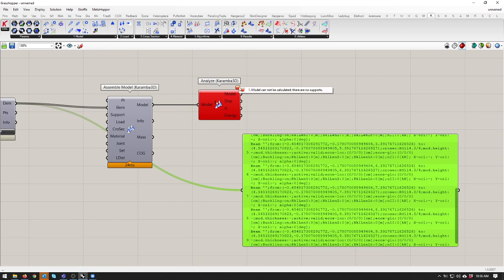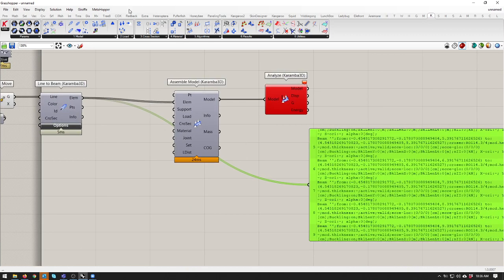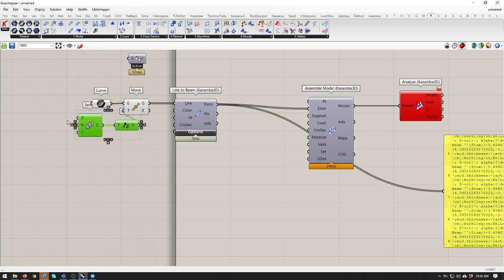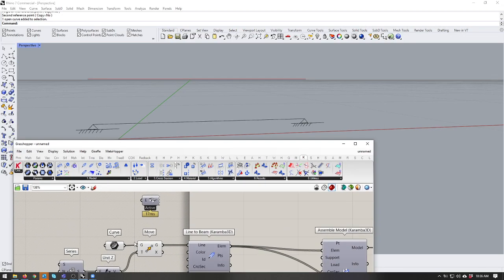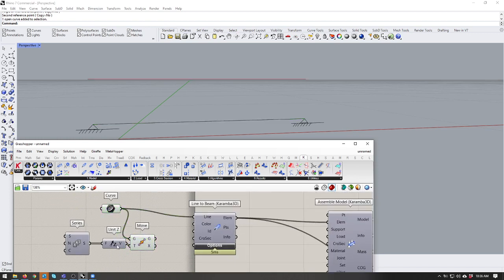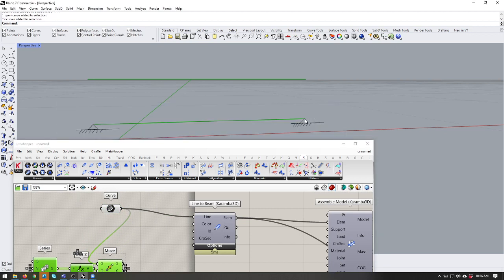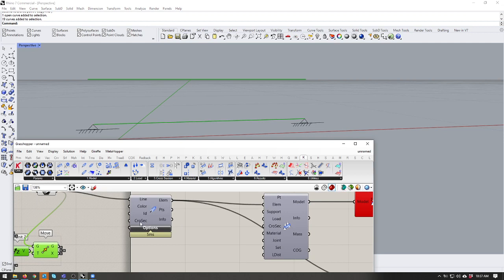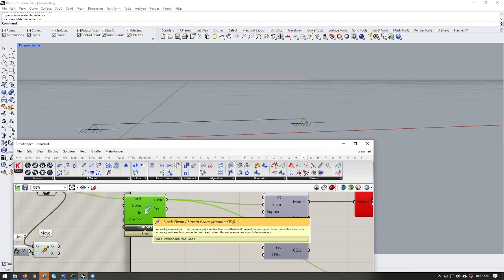Model cannot be calculated, there are no supports. Okay, so if you just think about reality, what have I told Karamba? I've told Karamba there's a line spanning from this point in space to this one, and that's it. I've kind of told it it's cross-sectioned by default. Based on that warning, is there anything that you think we've forgotten to do?